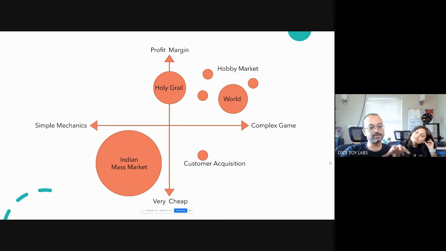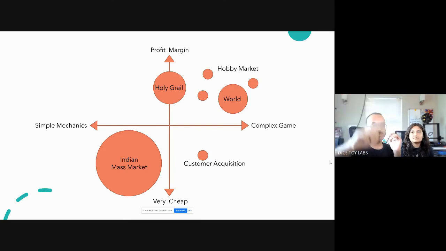If Mattel comes up with Jenga or Sequence or something like that, there are already customers who want to buy that. So your strategy is customer acquisition. The most important thing from this grid is that you need to have a product for all of this. You need a product for customer acquisition. You need a product to build your credibility in the market with a good game, which falls under the hobby market. And you also need to have a game which is a holy grail.